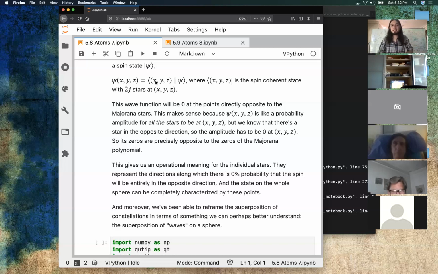And so this gives us an operational meaning for the points on the sphere, and relates the sphere to the actual three-dimensional space that we live in. They represent the directions along which there is a 0% chance that the spin will be entirely in the opposite direction. That's the meaning of the Majorana stars. They're the directions along which there's a 0% chance that the spin's entirely in the opposite direction.